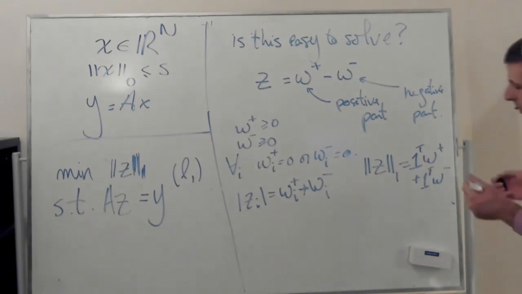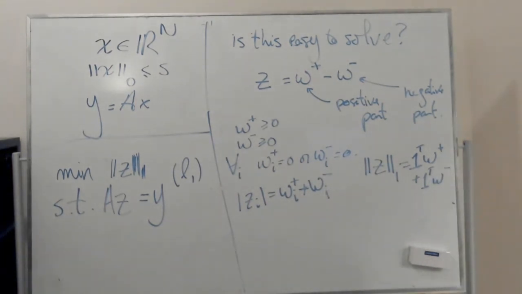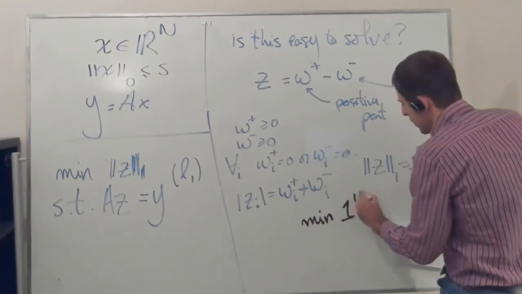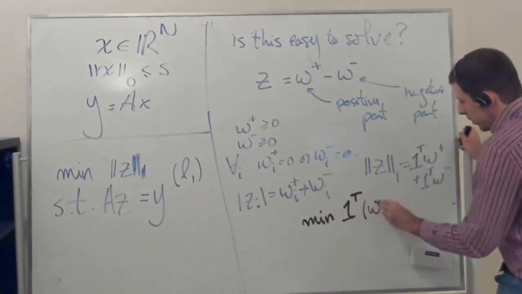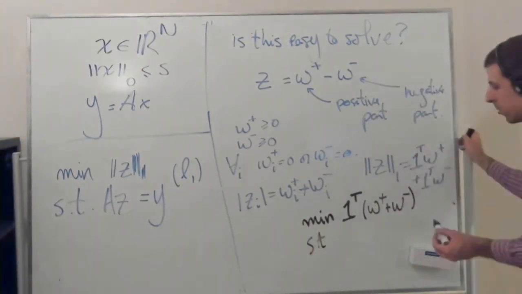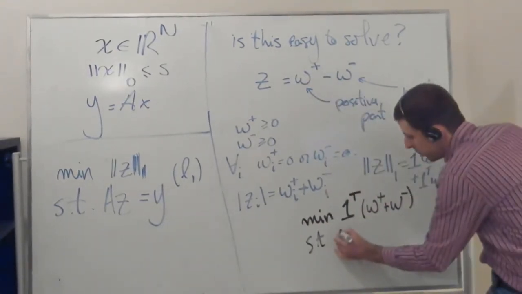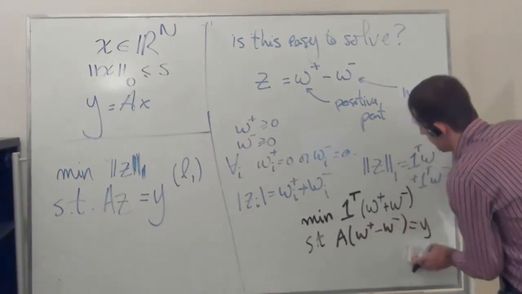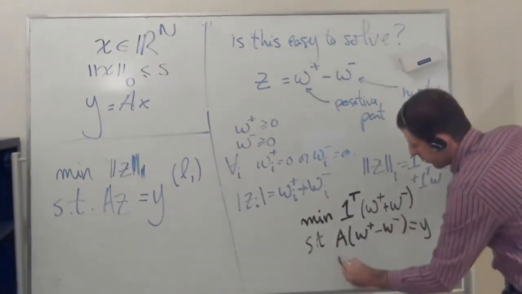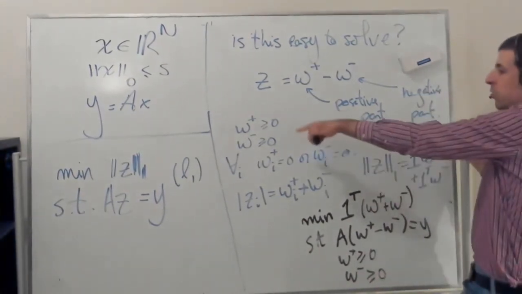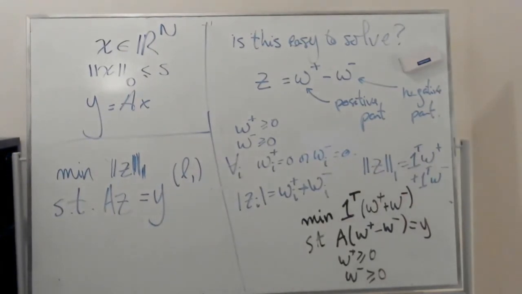Now if you think about it, the L1 minimization problem is simply minimizing 1 transpose W plus plus 1 transpose W minus, subject to Z equal to W plus minus W minus. So we have A of W plus minus W minus equals Y, W plus is bigger or equal than 0, and W minus is bigger or equal than 0. And we have this weird constraint, that either one is 0 or the other is 0. But I claim that this constraint is not needed.